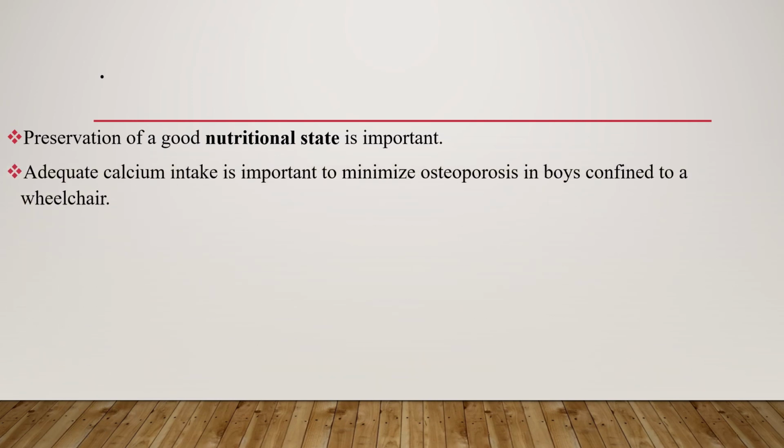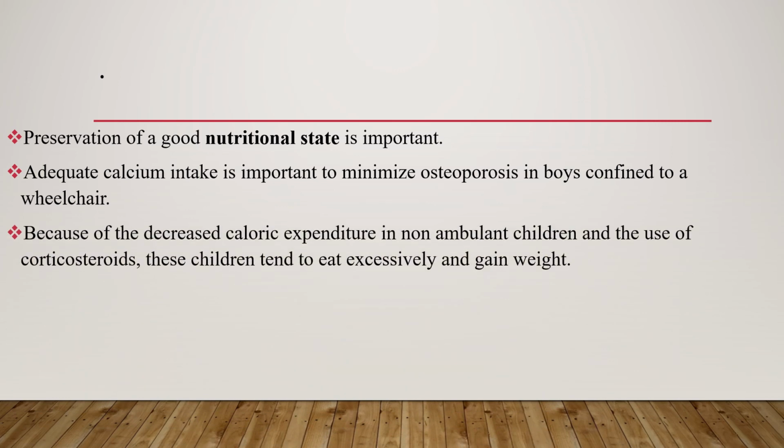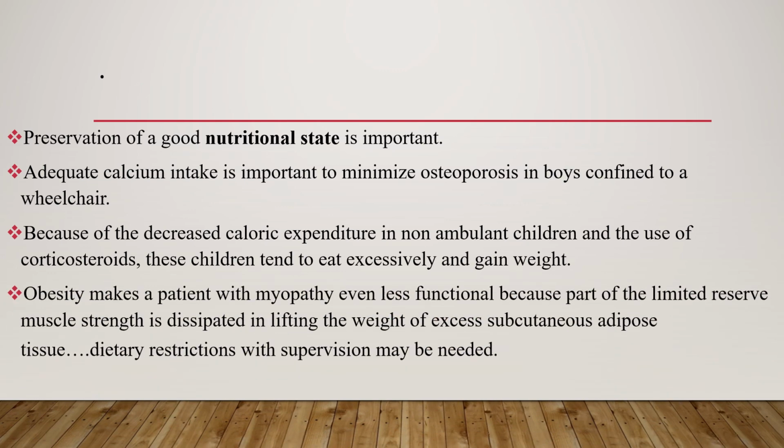Preservation of a good nutritional state is important. Adequate calcium intake is important to minimize osteoporosis in boys confined to a wheelchair. Because of the decreased caloric expenditure in non-ambulant children and also the use of corticosteroids, which increase appetite, these children tend to eat excessively and gain weight. Obesity makes a patient with myopathy even less functional because part of the limited reserve of muscle strength is dissipated in lifting the weight of excess subcutaneous adipose tissue, so dietary restrictions with supervision might be needed.